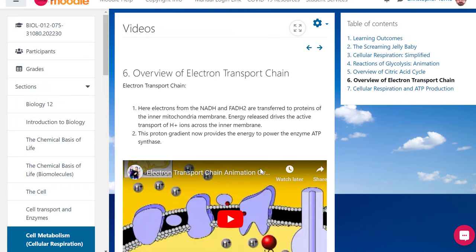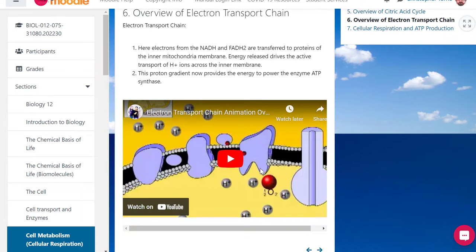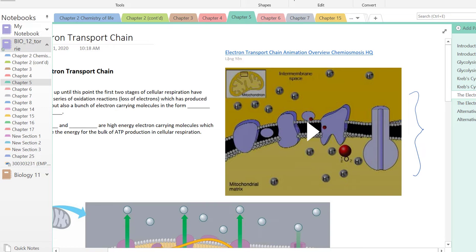This gives you a good visual first of what's going on, and then we'll go through the main points of what's happening during the electron transport chain. So if you haven't watched this yet, pause these set of notes, go and watch this video, and then come back to these notes. All right.